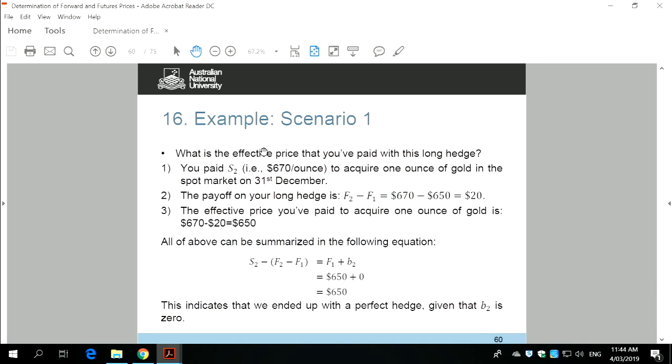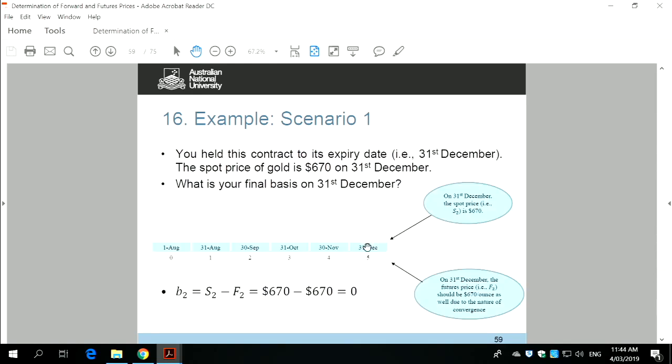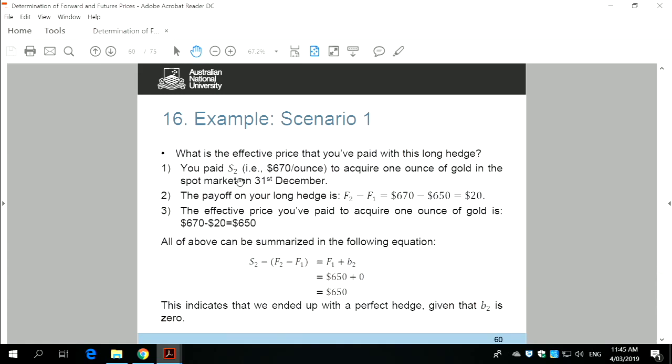The question says, what is the effective price that you paid with this long hedge? Well, first of all, in December, assume we don't take physical settlement, so we do cash settlement. In December, what you do is you still go to your local supplier to buy that 1 ounce of gold at the spot price of $670. You pay $670, and that's not your real cost.